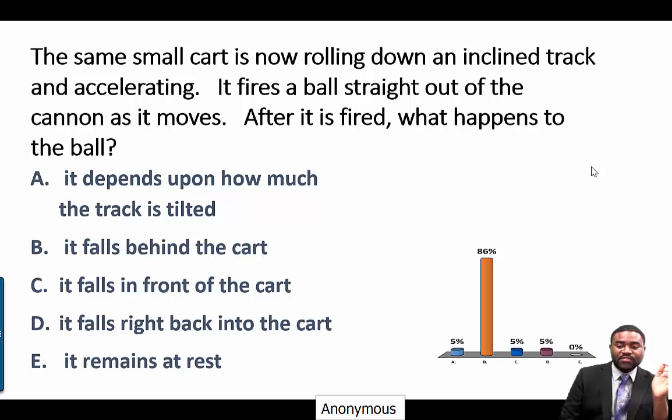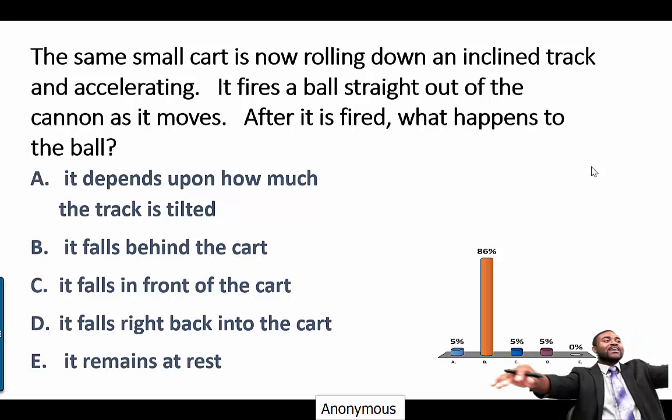A majority of the class says that it falls behind the card. No, are you wrong? I think it falls in front, though. Well, the card is still accelerating. The ball is not accelerating. Yeah, because the ball stops accelerating, and the card stops accelerating.